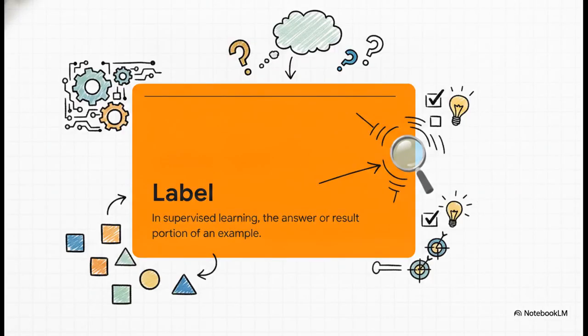But what exactly is the mystery we want the machine to solve? That brings us to our next essential term, the label. In what we call supervised learning, the label is simply the answer. It's the ultimate destination or the final result portion of a specific example. You feed the machine all those features we just talked about, and you want it to accurately guess the label.